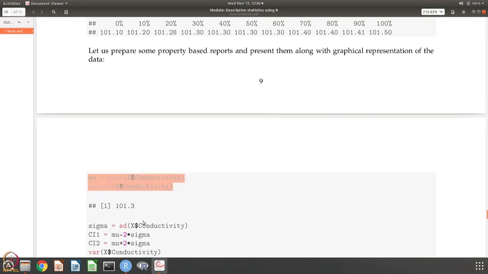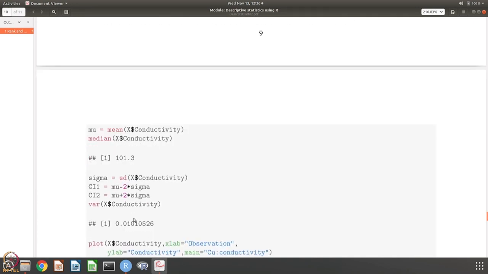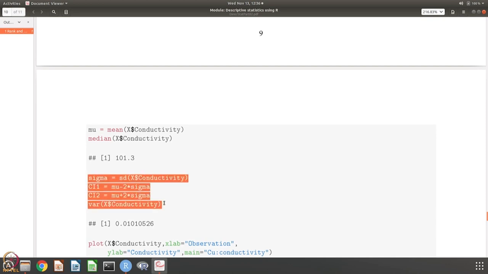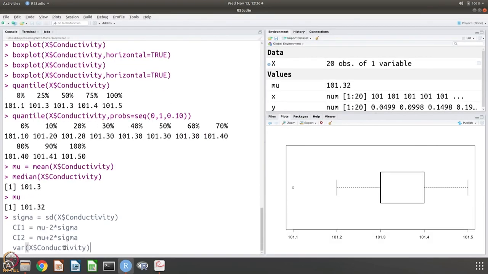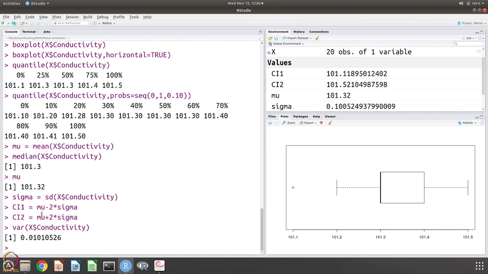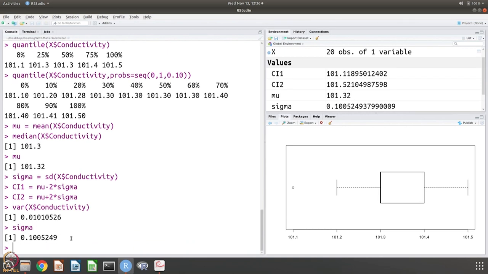Okay. Now, you can get the sigma, which is the standard deviation, and variance, which is var. Okay. Let us do that. So, SD is for standard deviation and we are going to store it as sigma. Mu is the mean, sigma is the standard deviation, and mu minus 2 sigma and mu plus 2 sigma is the 2 sigma range about mu, and var is basically variance. So, the variance is 0.01 and you can get sigma, which is 0.1.